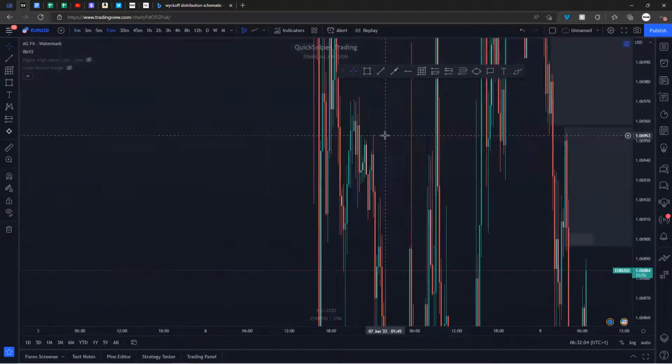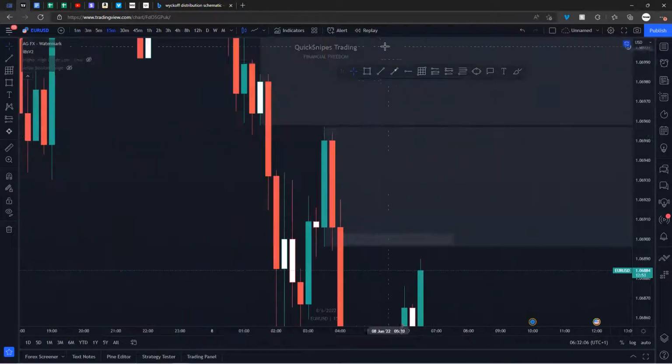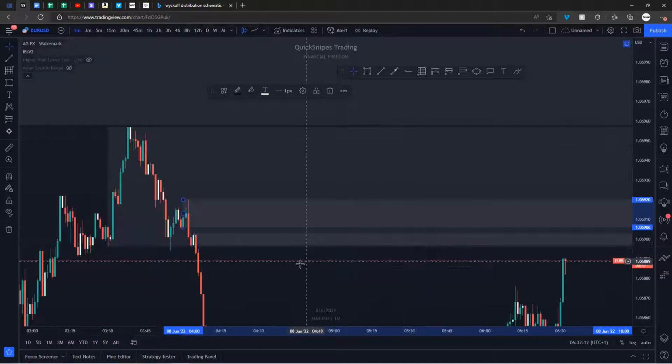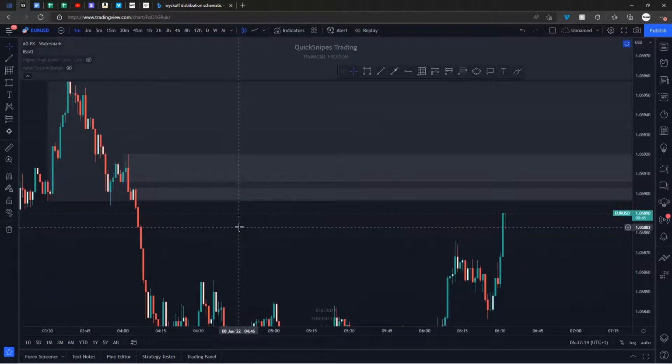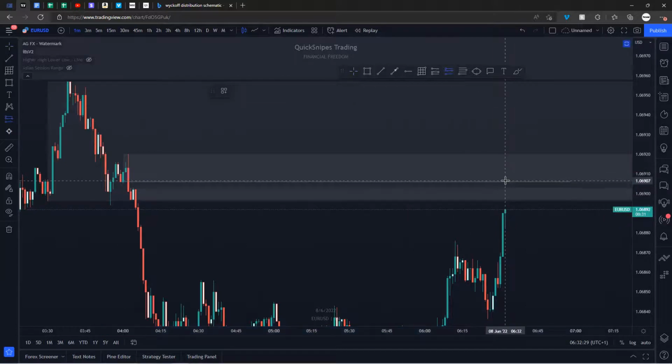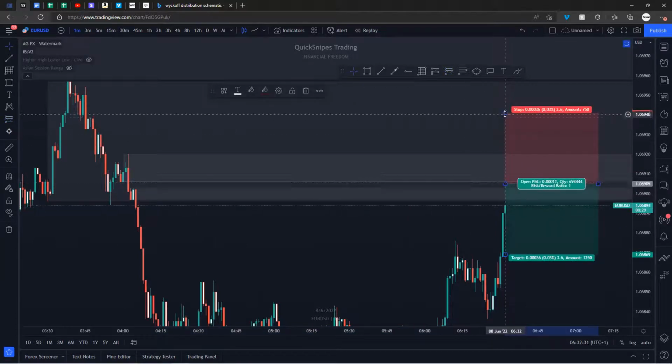Where could other potential entries be? Let's look at this 15-minute wick. Yeah, we could potentially see an entry upon this low. We still do need to be very careful. The price isn't very clear for a trade at the moment.